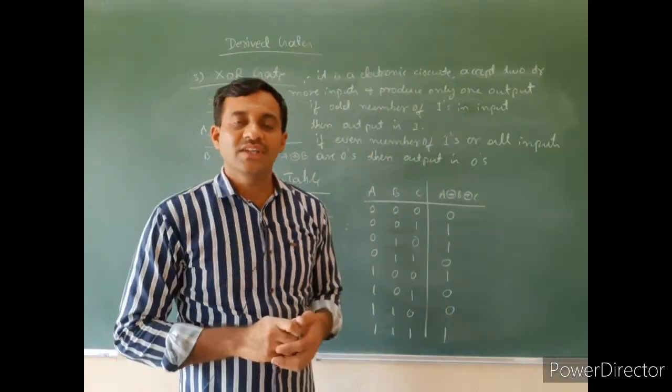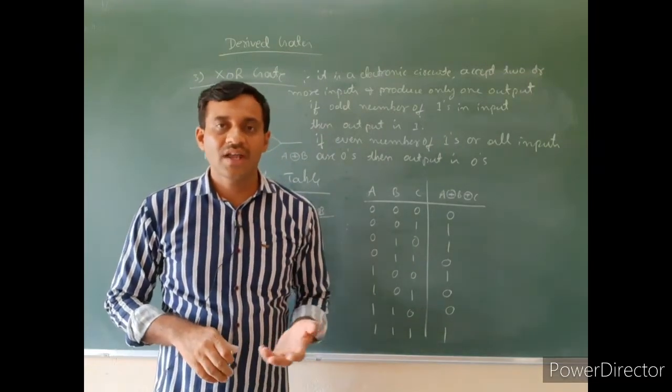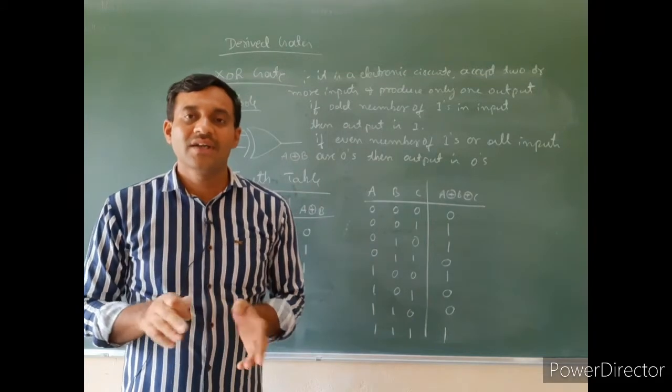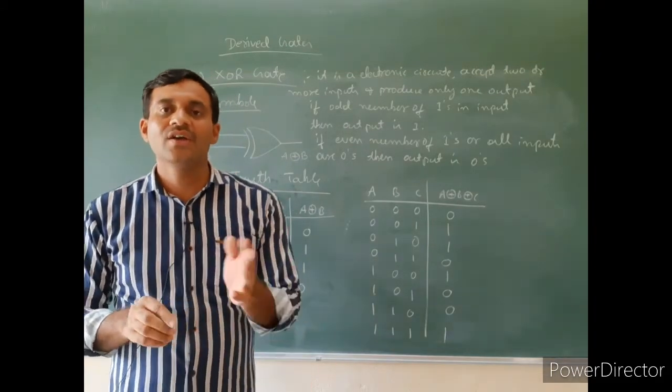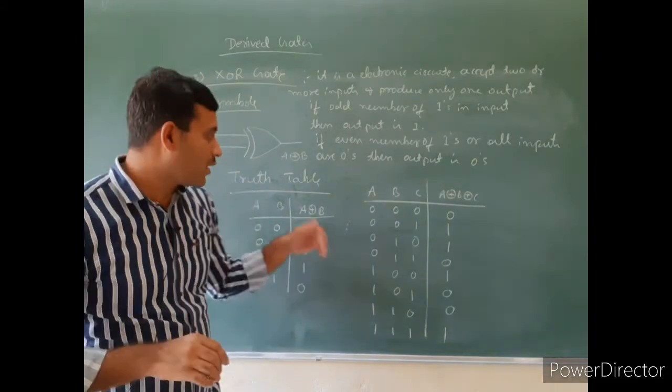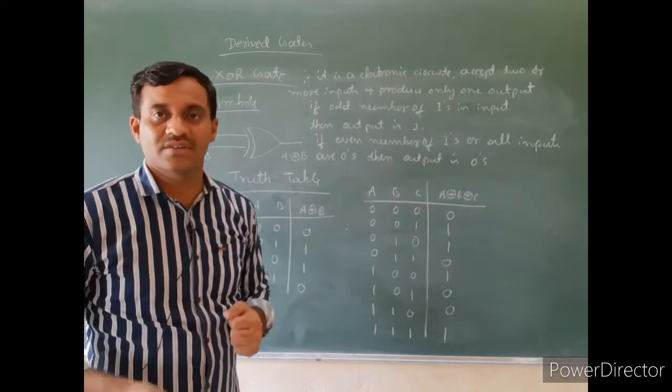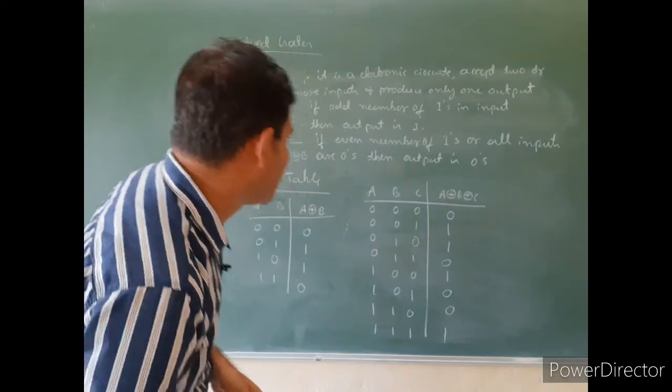Then the last one is the XNOR gate. Already we know that XNOR, where N stands for NOT, is a combination of an XOR gate and a NOT gate. So it is a complement of the XOR gate. XNOR is a complement of the XOR. Let's see the working principle.